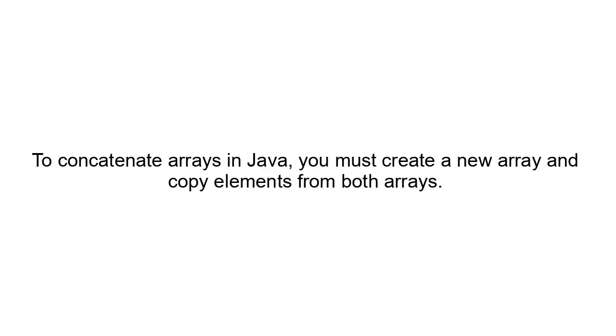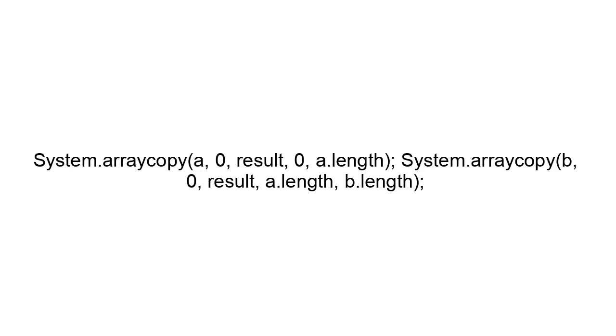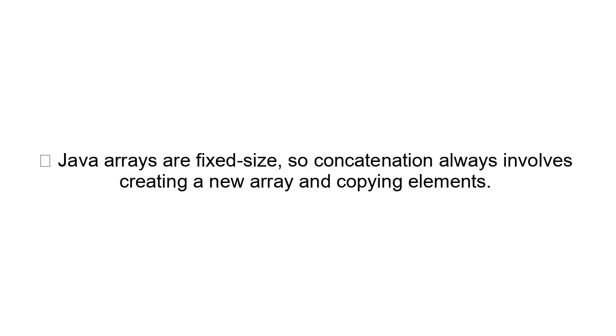Final summary. To concatenate arrays in Java, you must create a new array and copy elements from both arrays. Best method: System.arraycopy(A, 0, result, 0, A.length); System.arraycopy(B, 0, result, A.length, B.length). Alternative methods include streams, Arrays.copyOf, and ArrayList conversion. Key idea. Java arrays are fixed size, so concatenation always involves creating a new array and copying elements.